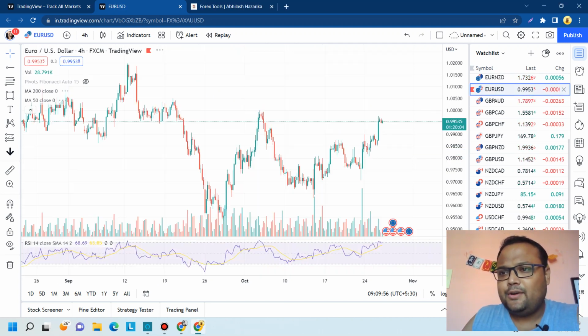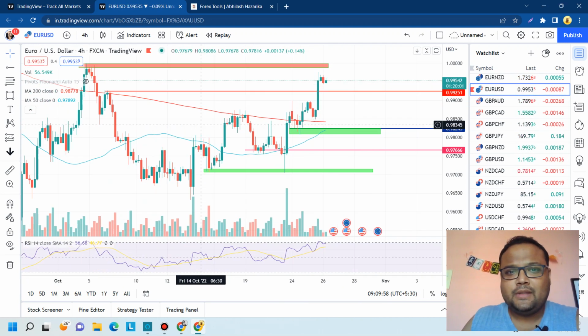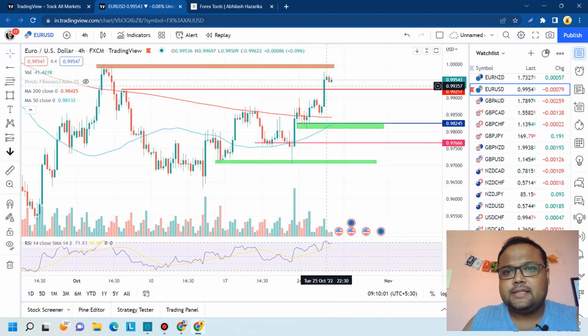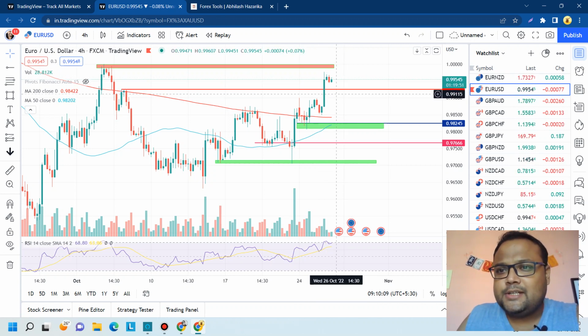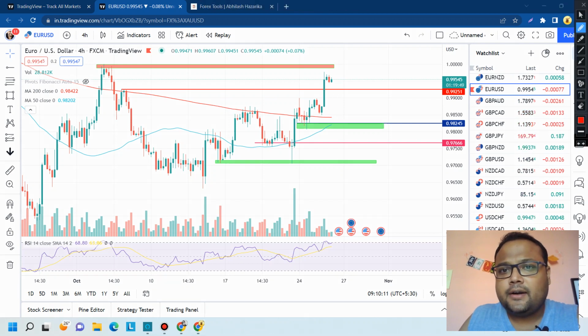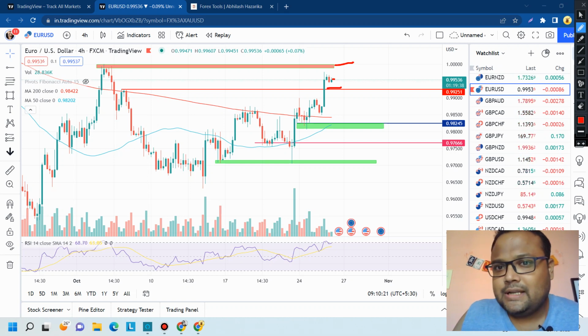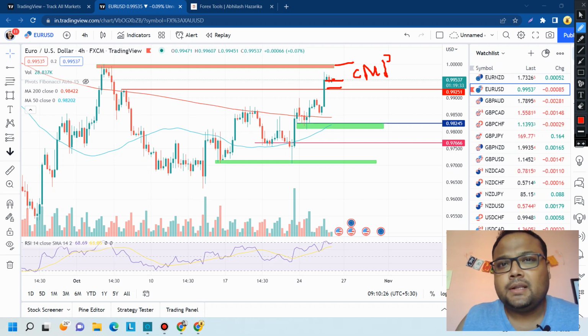Now let's have a look at the chart of EUR/USD. This is the chart of EUR/USD, and this is the big candle formed by Euro Dollar yesterday. Right now the pair is standing at 0.9954. This is the current market price here. As you can see, I have drawn a line here, a zone here, a level here. In comparison to both the levels, the current market price, CMP, is in the middle. So obviously you can easily understand that the risk to reward ratio will not be in our favor.